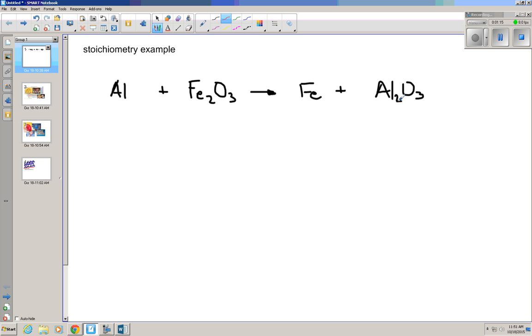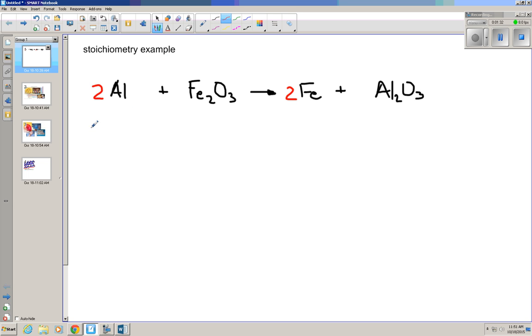And to get this right, I have two aluminums here, so I have to put a 2 over here. And I have two irons here, so I have to have a 2 here. So that's a pretty straightforward balancing problem. Not all of the balancing problems are going to be the same. So let's say, I don't know, let's go with a nice round number.